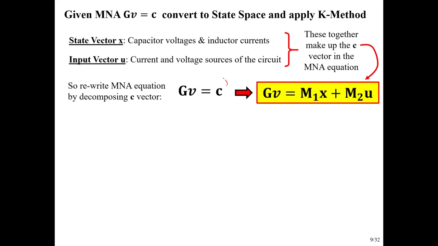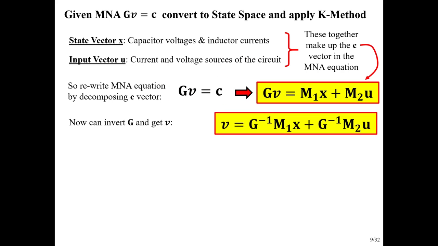We're decomposing C into its two parts. And really, M1 and M2 just adjust the signs properly, but also just put those into the right positions in C to match the structure that we've got in V and G. Okay, again, it'll be clearer when we go through an example.